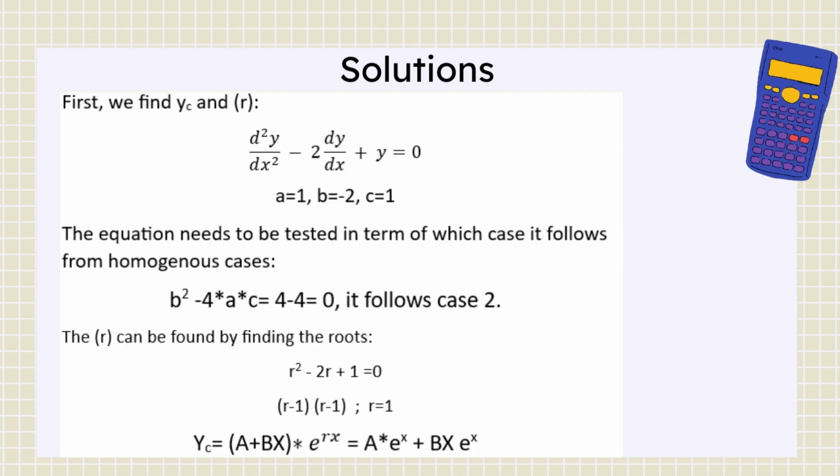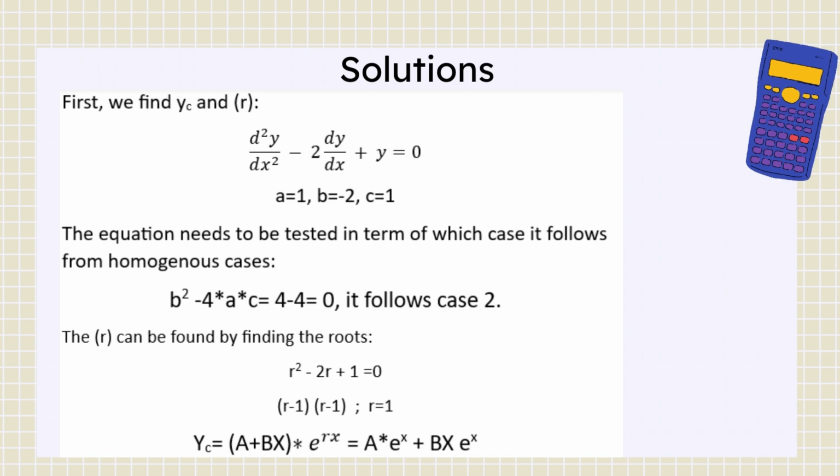So here we start by first finding yc, which is the complementary function, and r, its value. From the question we can find that a equals 1, b equals minus 2, or negative 2, and c equals 1. We need those numbers in order to find the complementary function, so we make the equation as if it is a homogeneous equation, by making it equal to 0.